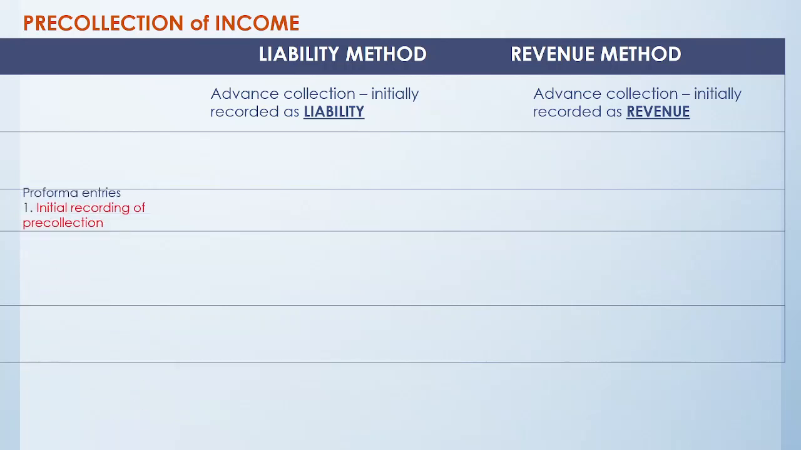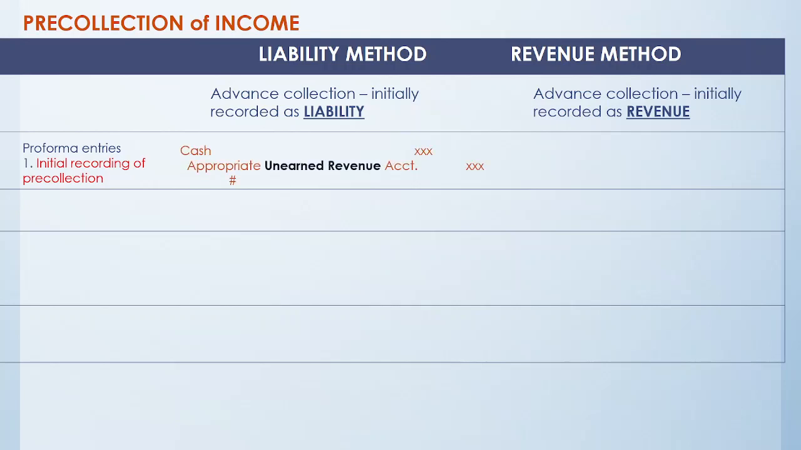Okay? And our pro forma entries to record upon receipt of the pre-collections or advance payments made by our customers using the liability method. Of course, since we receive cash, we debit cash and we credit the appropriate unearned revenue account. Please note that this unearned revenue is a liability account. Alright, let's move on. On the other hand, using the revenue method, of course, we debit cash and we will credit the appropriate revenue account as the method suggests to us, alright?